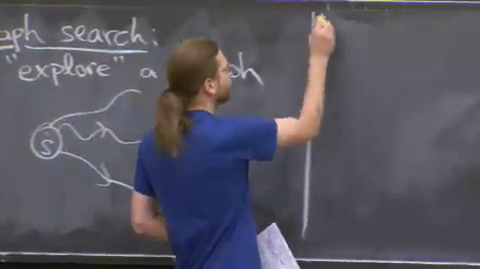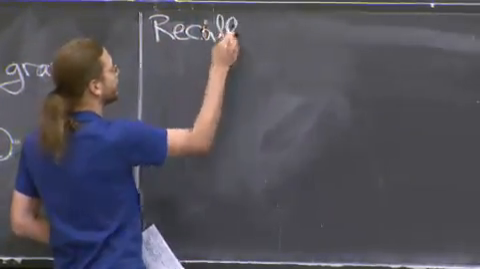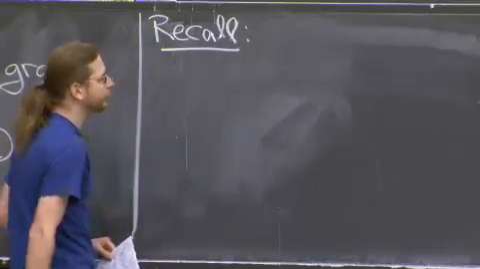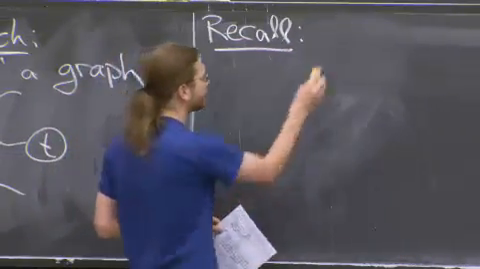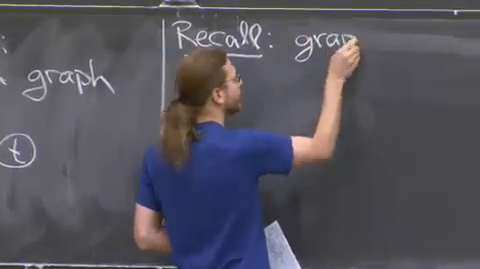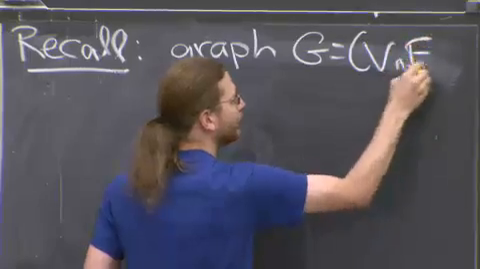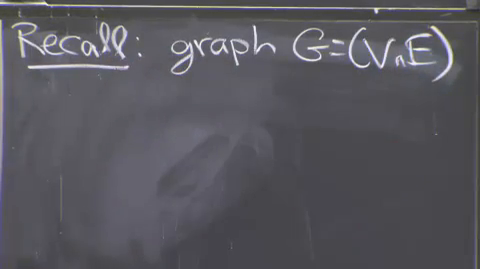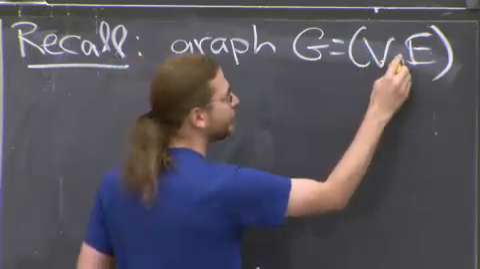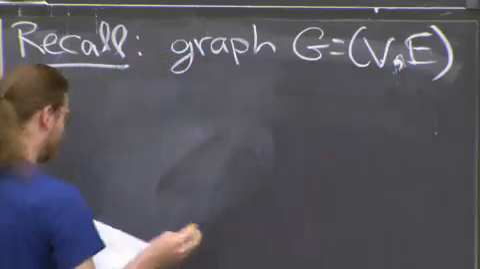So before we go further, though, I should remind you what a graph is and sort of basic features of graphs that we're going to be using. This is all 6.042 material, so you should know it very well. If you don't, there's an appendix in the textbook about it. We have a set of vertices. We have a set of edges.